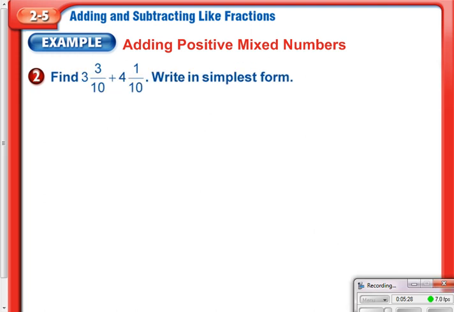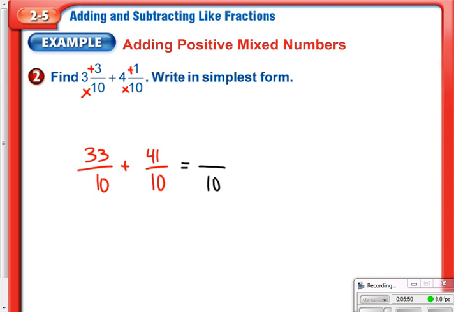So as mentioned, again, probably easiest to go ahead and convert these to improper. Why don't you pause the video and convert both of these fractions to improper fractions. After doing so, we wind up with 33/10 plus 41/10. Adding, the denominator is alike, so we'll keep the denominator of 10. Numerator, 33 plus 41 is going to give us 74.